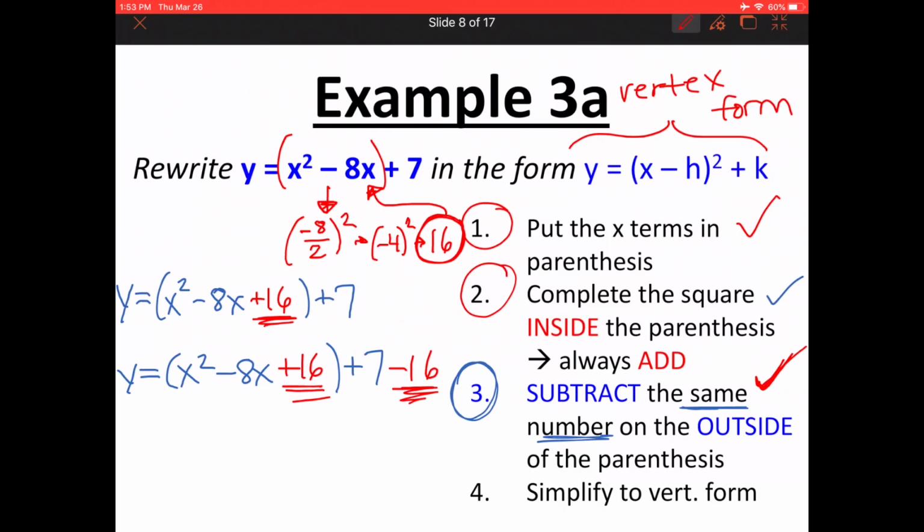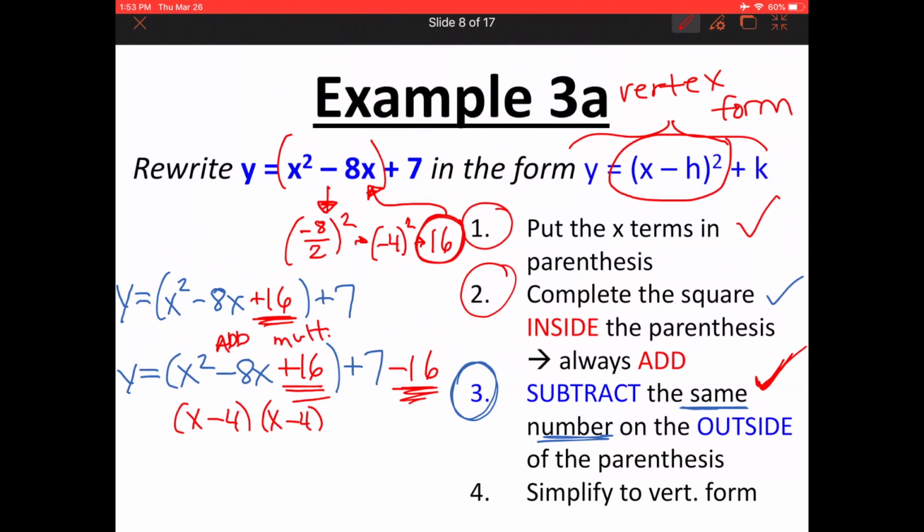So in order to simplify to vertex form, notice I'm going to want to factor my x squared minus 8x plus 16. If I were to factor that, two numbers that add to negative 8 and that multiply to 16, I would get x minus 4, x minus 4.